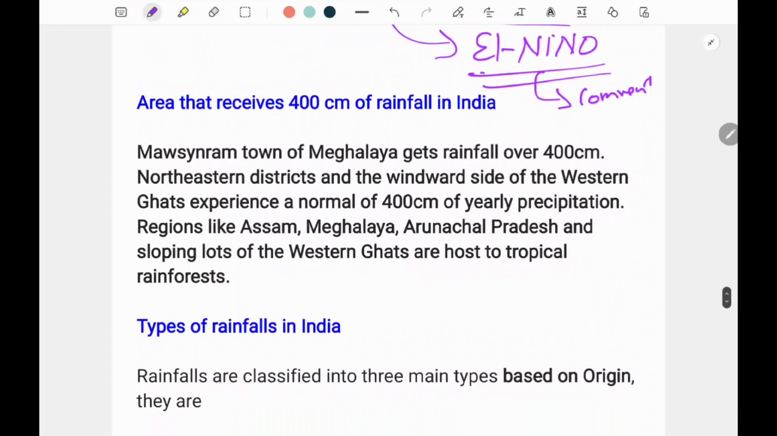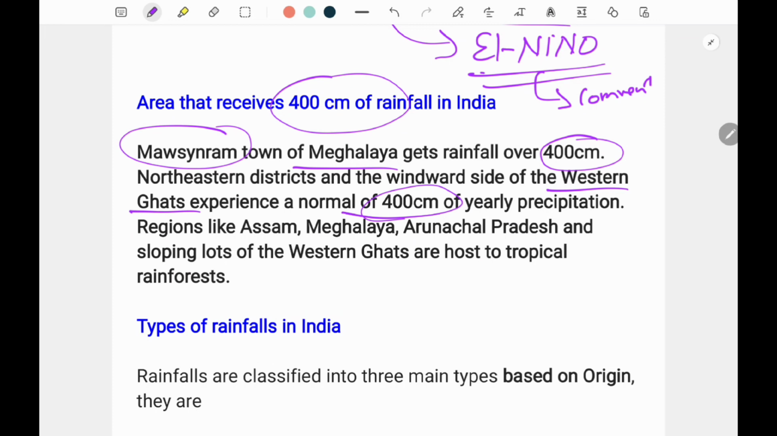Okay, so the area that receives 400 centimeter of rainfall in India. Monsoon Ram, I told you, is the place in Meghalaya which gets 400 centimeter of rainfall, and it is the wettest land on the earth. Northeastern districts and the windward side of the Western Ghats experience 400 centimeter of yearly precipitation. Then Assam, Meghalaya, Arunachal and the slopes of the Western Ghats are host to tropical rainforest.